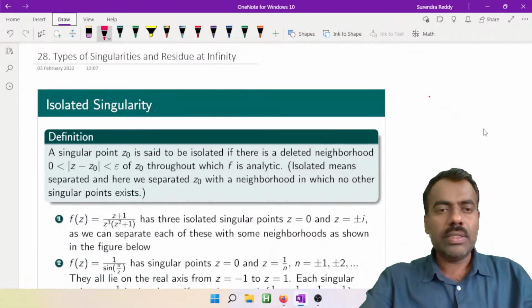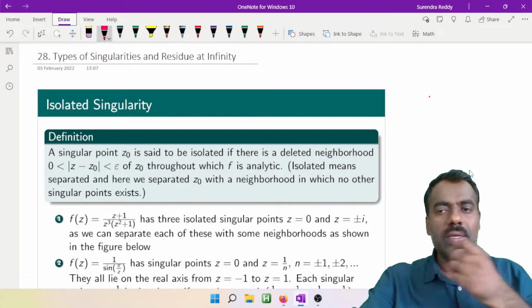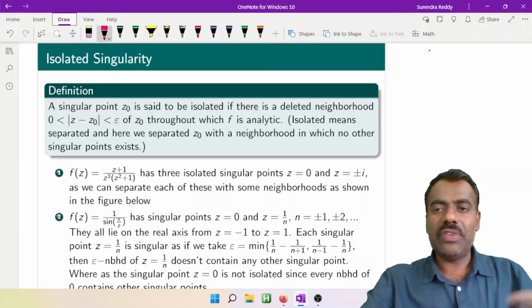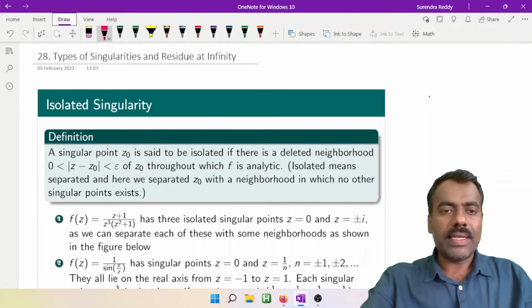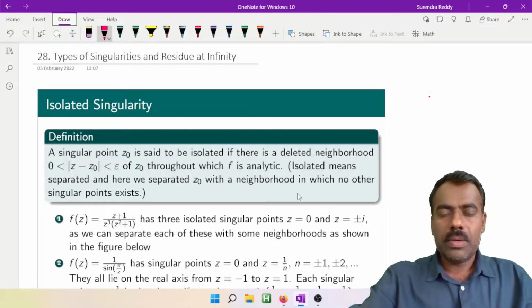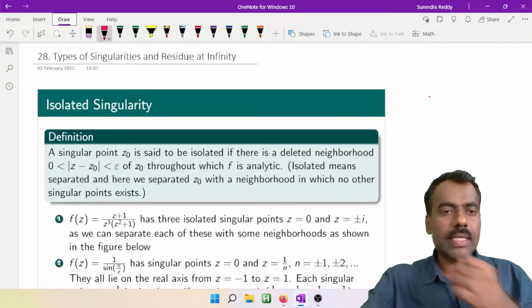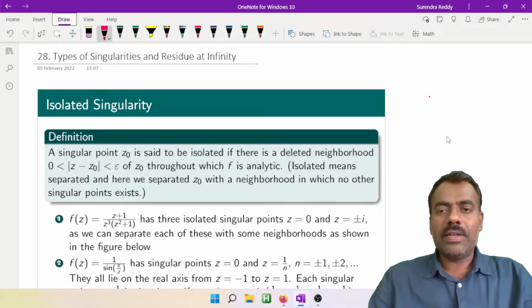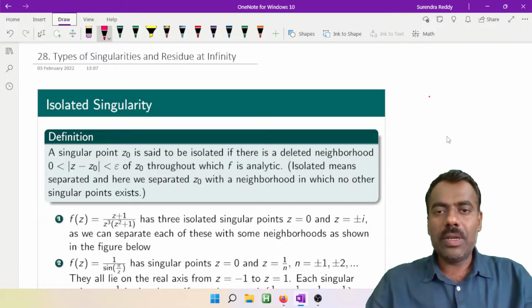To simplify writing, to skip writing everything, because there are so many definitions and so on, so let's understand the topics. I decided to prepare a Beamer presentation, and I have copied it here. Okay, fine. Now we have already seen what is meant by a singular point.